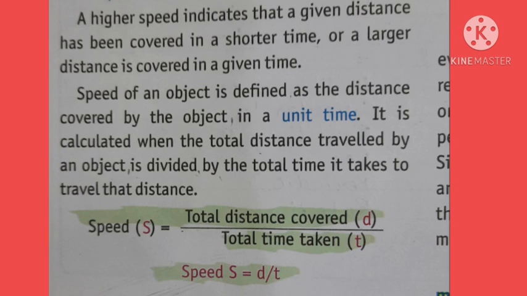Speed is equal to the total distance covered by an object, d, divided by the total time taken by the object, t. So the formula of speed is s equal to d by t. The speed calculated in this manner is the average speed.